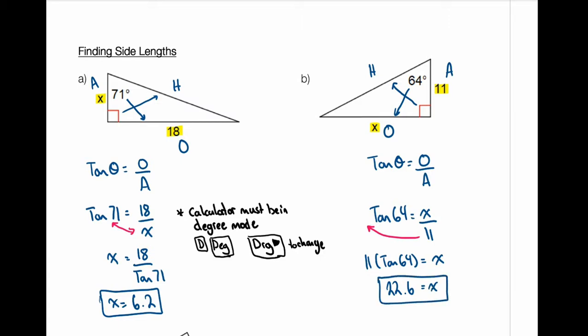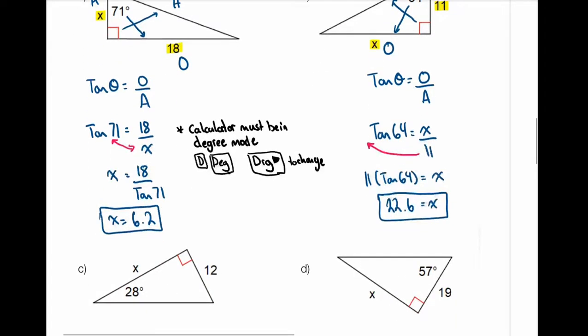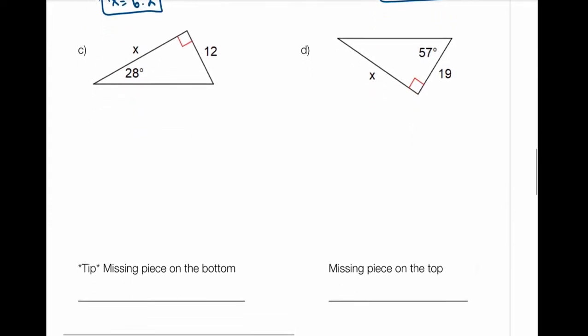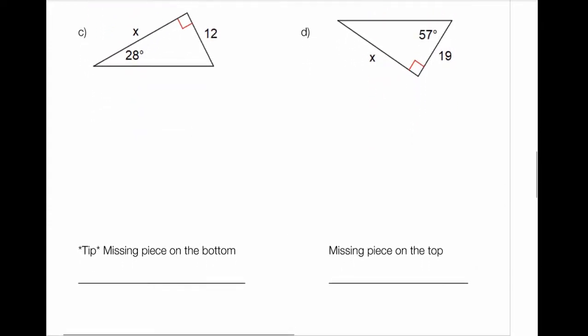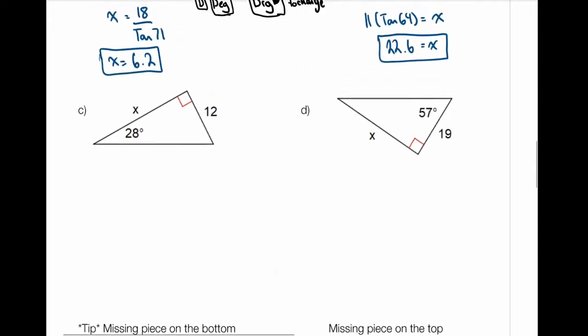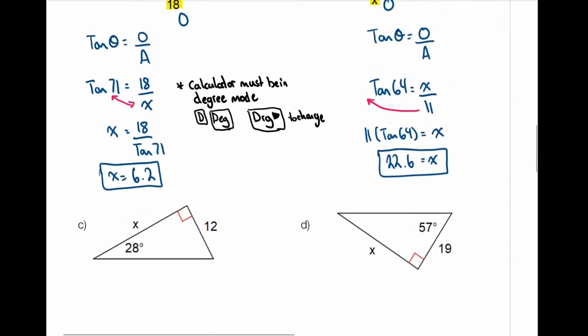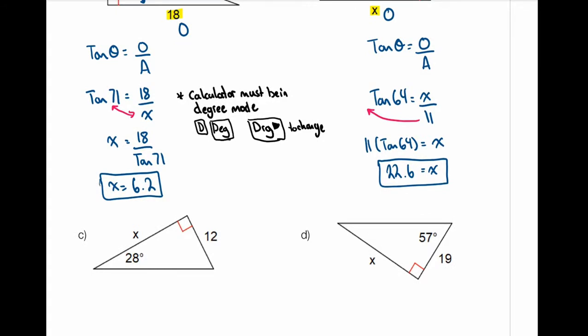So these are basically the two scenarios, or the two different ways of finding a side length. A, if the missing piece is on the bottom, and B, if the missing piece is on the top. For C and D, don't worry about the tips at the bottom, we'll come back to that, but try going through and solving C and D. Solve for that missing side length. The steps are going to be very similar to what we just looked at. C is going to be very similar to A, and D is going to be very similar to B.